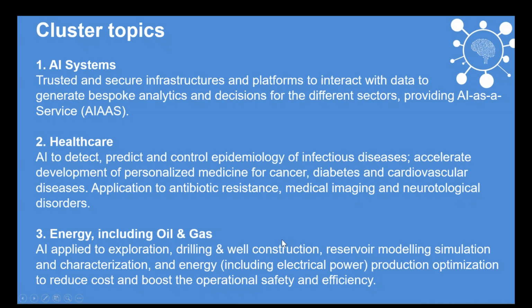So first of all, AI systems. We need really to have an efficient system, trusted and secure infrastructure and platform to interact with data to generate bespoke analytics and decisions for the different sectors and providing AI as a service. So AI actually can be provided as a generic platform, and this platform can be used to build specific applications or services that can be applied to different sectors. So here we are talking about the platform and the infrastructure that is needed to support AI.